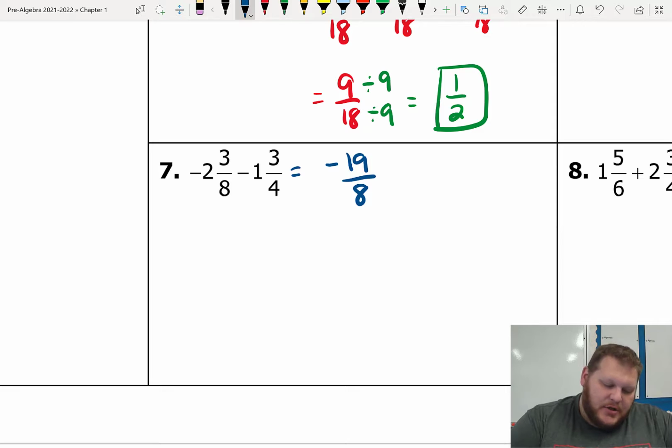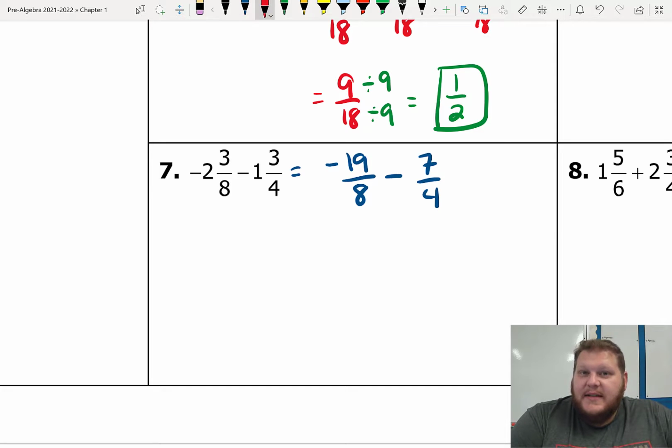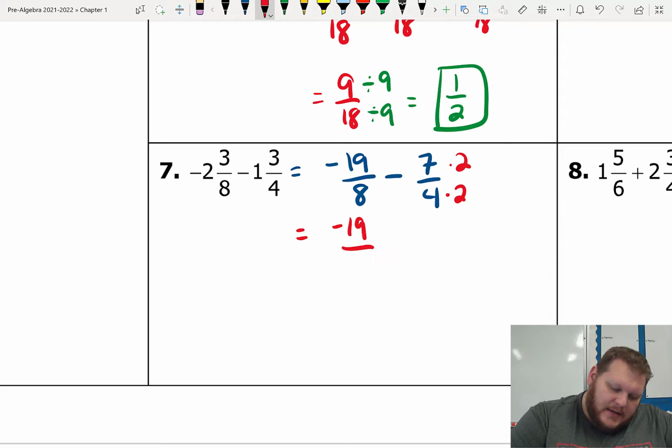For my second fraction, I know it's subtraction, so I can do that. 1 times 4 is 4, plus 3 is 7. So 7/4. So I've got negative 19/8 minus 7 over 4. Again, you're trying to figure out what's the smallest number that both of these are a factor of. Well, again, 4 times 2 is 8, so I can turn them both into 8s because the first one is done already. So I'm going to multiply by 2 on top and bottom. That gives me negative 19 over 8 minus 14 over 8.